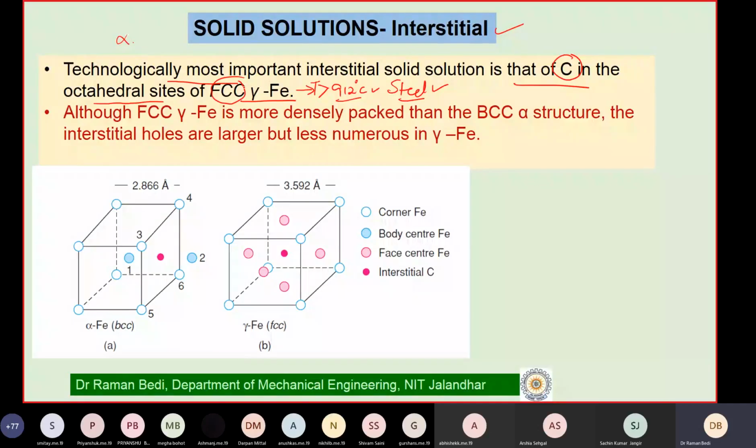Although we will study later that it may be possible to retain this austenite even at room temperature by certain interventions, by certain alloying elements. So what I show you here is the unit cell of alpha iron, BCC, and then we have the unit cell of gamma iron, which is FCC. Along with that, the lattice constant is also shown.